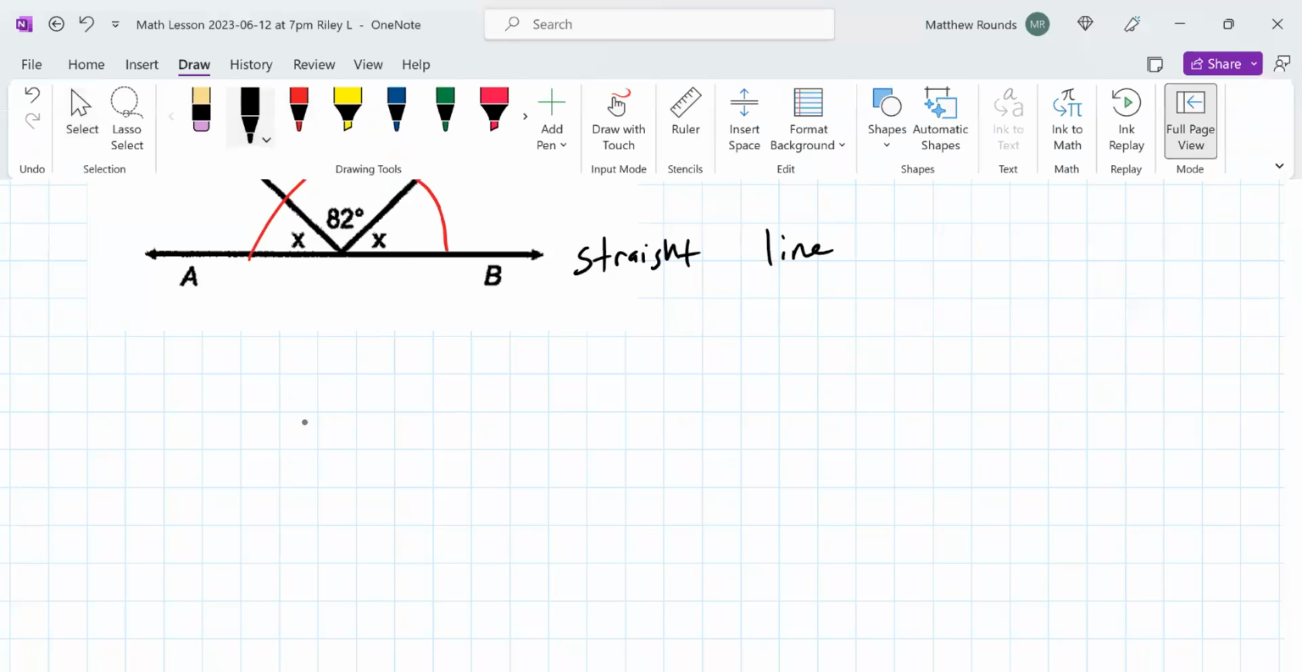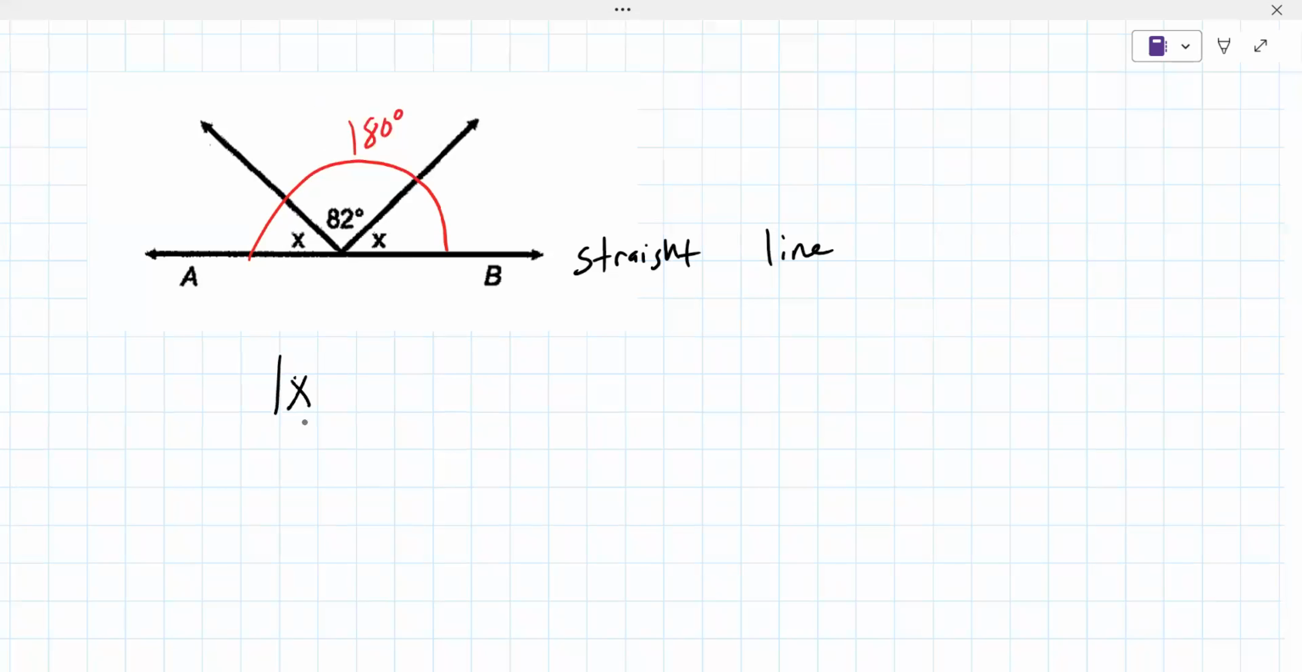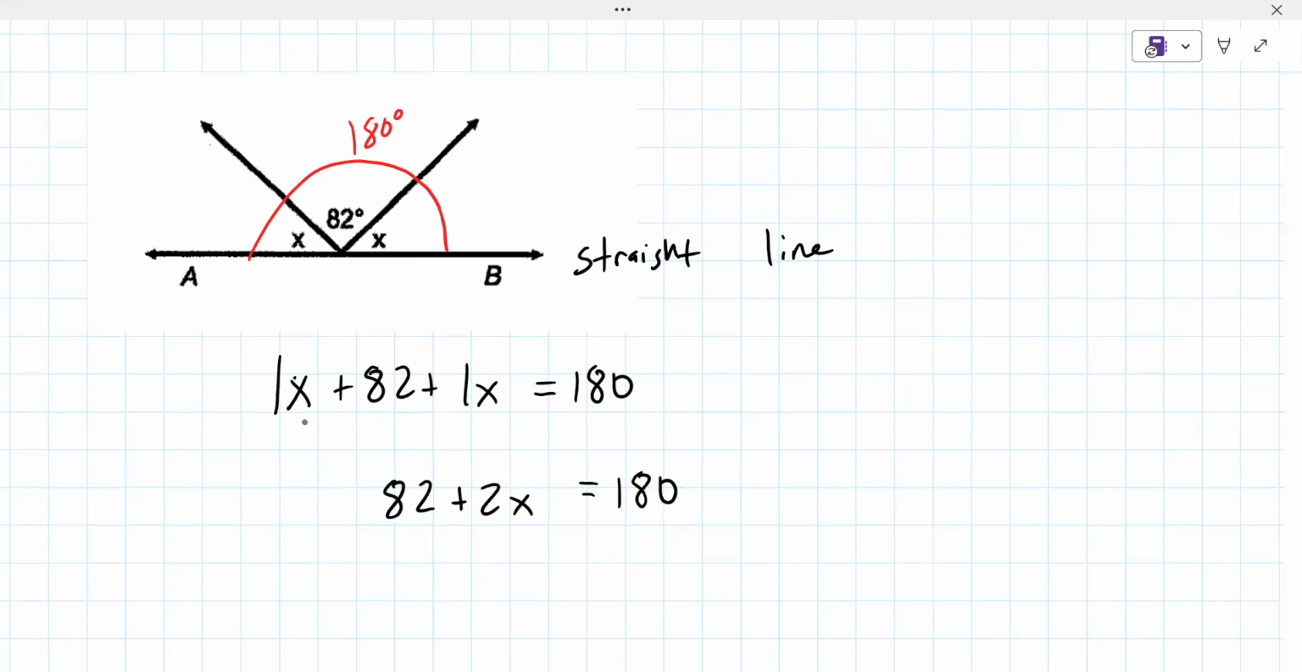So you do a 1 in front of the x's, so it'd be 2? Yes, 1x plus 82 plus 1x equals 180. So it does become 2x. 82 plus 2x equals 180. And notice this is the type of problem that we were solving last time. So you have to divide? Well, first you look at the side with the variable, you have to undo addition of 82.